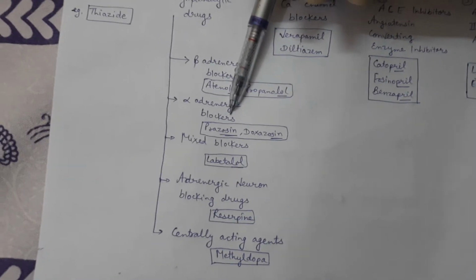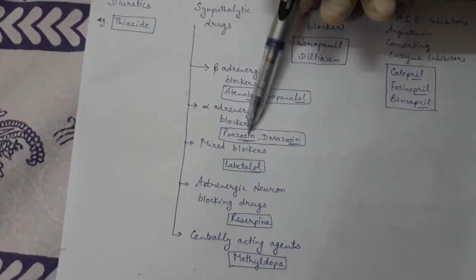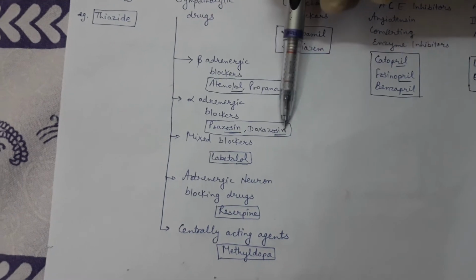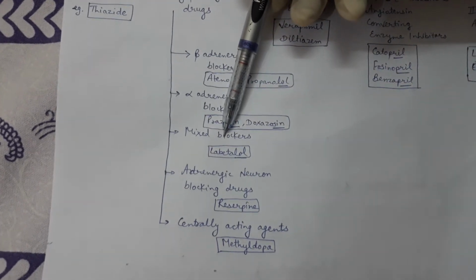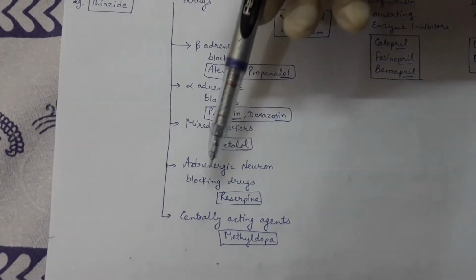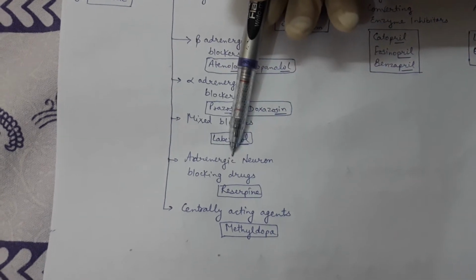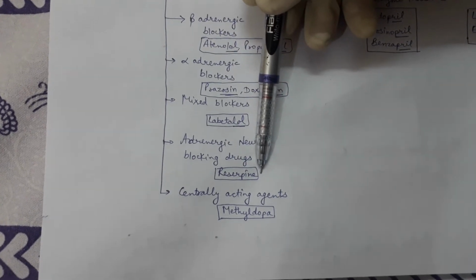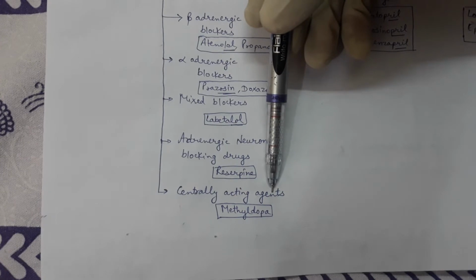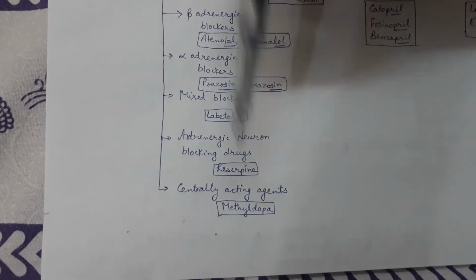In alpha blockers, the examples are prazosin and doxazosin. Suffix is sin. In mixed blockers, the example is labetalol. In adrenergic neuron blocking drugs, the example is reserpine. In centrally acting agents, the example is methyldopa.